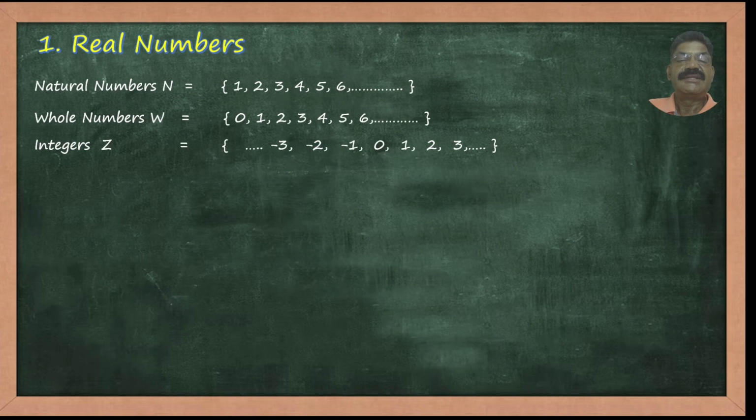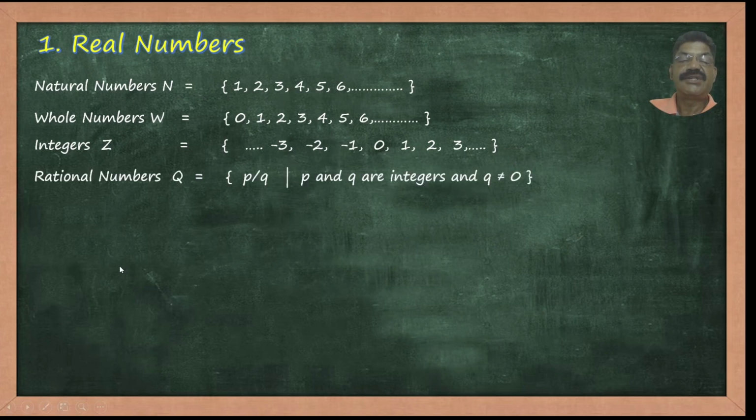Next, integers. Integers are -1, -2, -3, -4 and so on, 0, 1, 2, 3, 4, 5 and so on. So this set of numbers is called the set of all integers and it is denoted by Z. Next, rational numbers. It is denoted by Q.